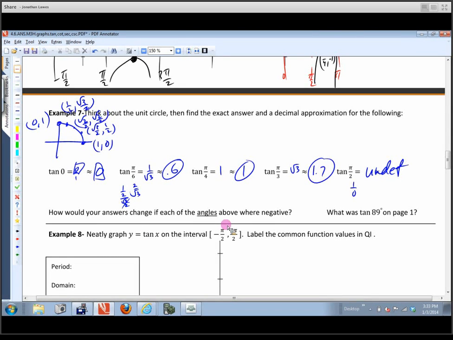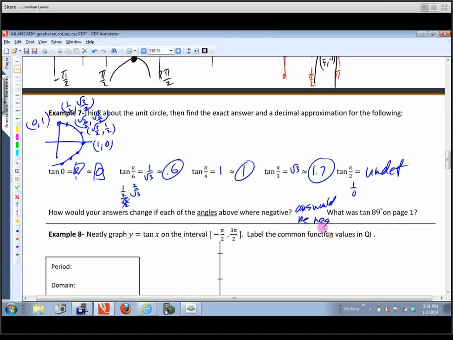What would change if the angles in the problems up above were negative? So instead of pi sixths, I did negative pi sixths. Instead of pi fourths, I did negative pi fourths. Well, that would put us down here. The x-coordinates would all be the same, but the y-coordinates would all be negative. So each one of those is going to be negative. Tangent is negative in that quadrant. Okay? So the answers would be negative.